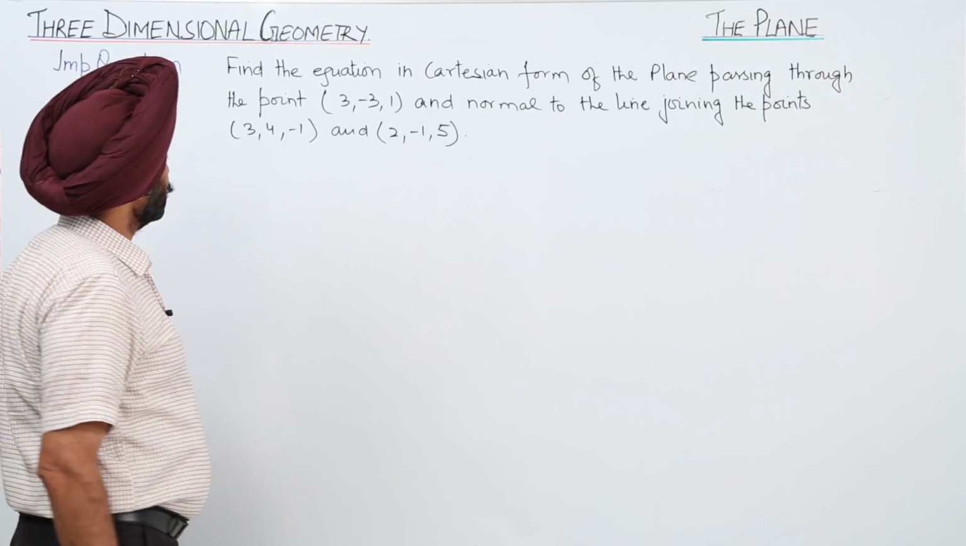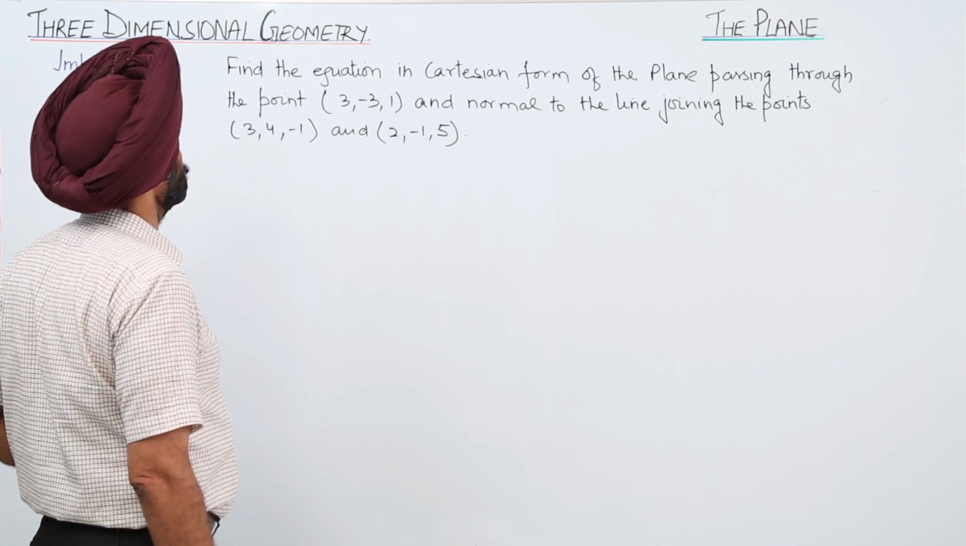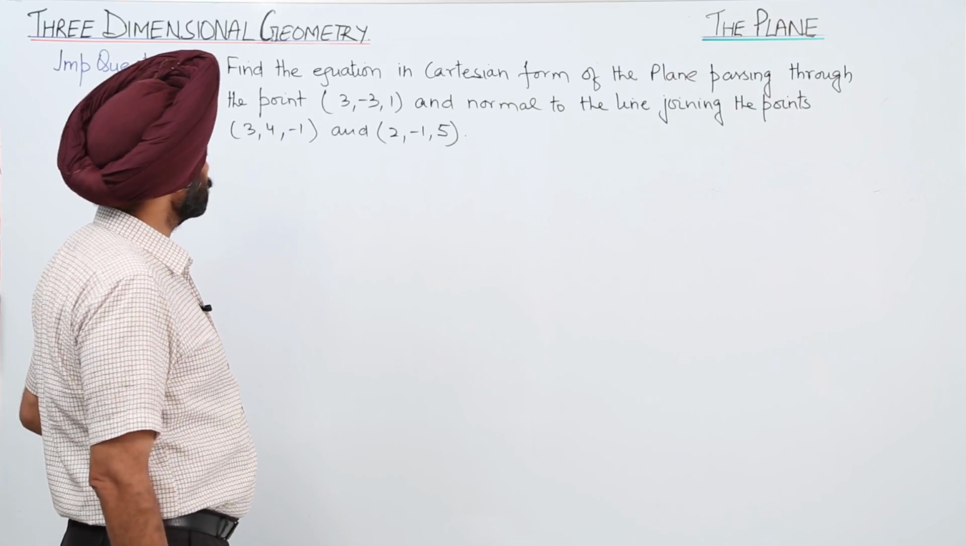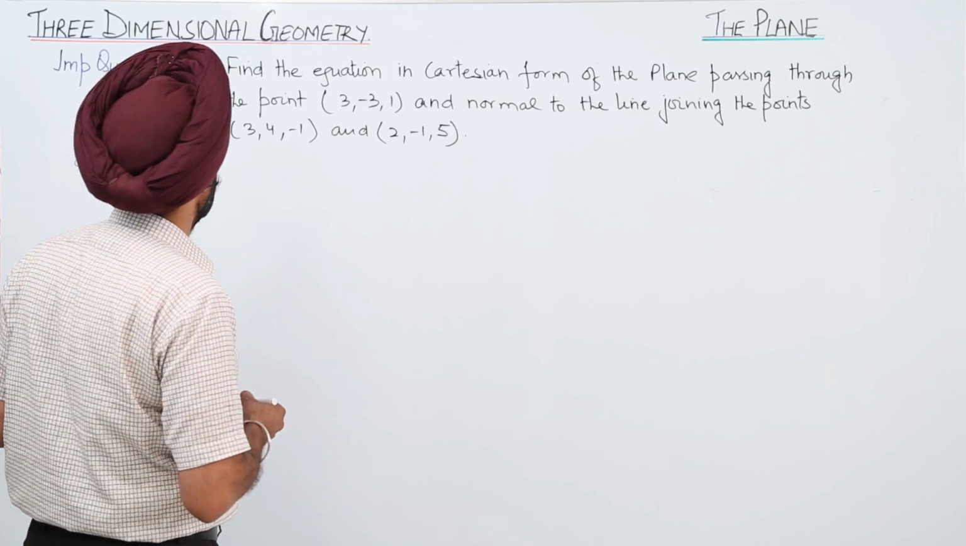Now the question is, find the equation in Cartesian form of the plane passing through the points (3, -3, 1) and normal to the line joining the points (3, 4, -1) and (2, -1, 5).